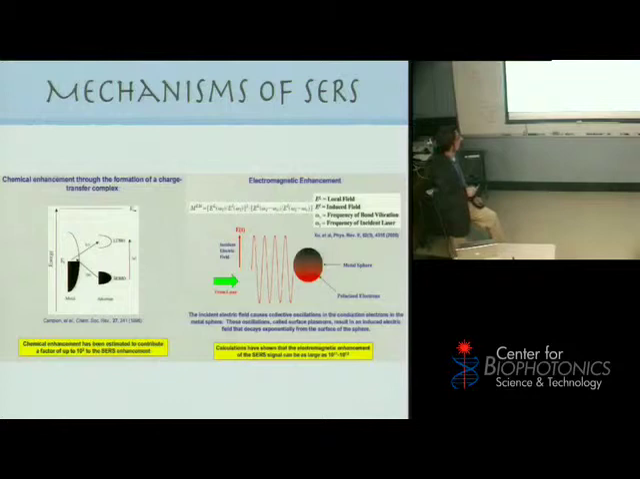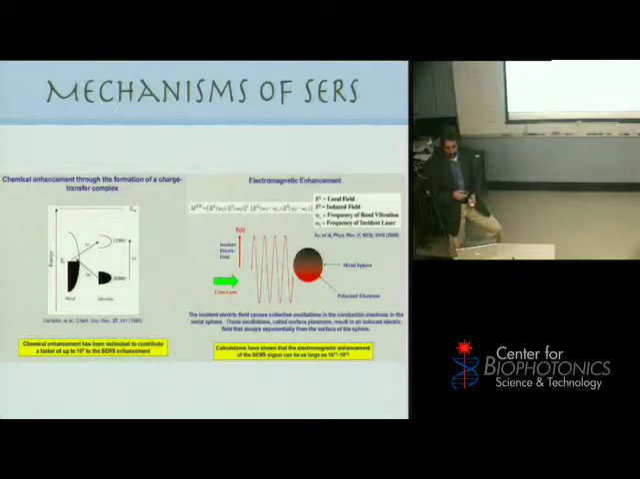So again, when you come with an oscillating field and you move the electrons in the metallic sphere, you create dipoles, and these dipoles in turn create a strong electric field that goes outside of the metallic sphere. This strong electric field will excite the molecules that are attached to the particle. And there is a charge transfer complex theory, where electrons can migrate between the molecule and the particle itself, and this would give an additional 2 orders of magnitude or so.